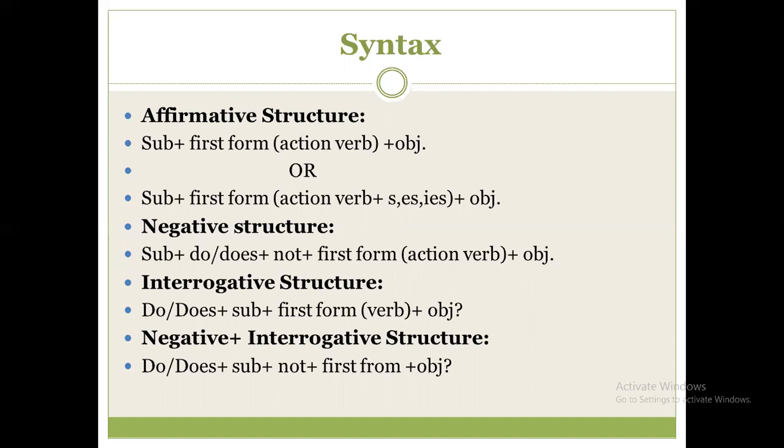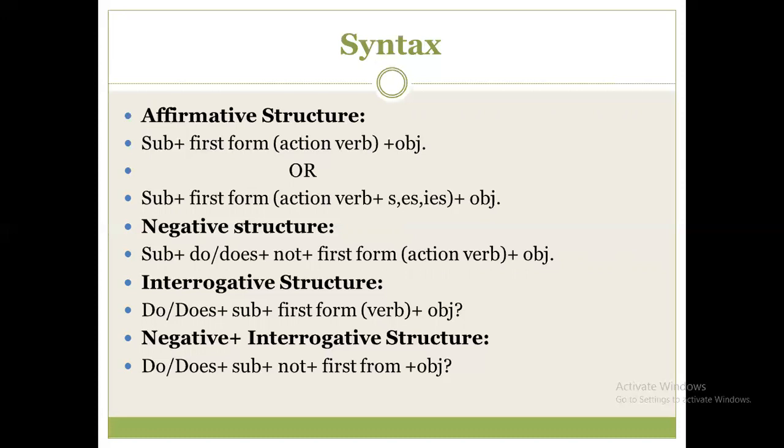The next structure is of interrogative sentences. First, we will write do or does at the initial stage, as this is the interrogative structure. Then we have subject, first form of verb, and then object, and after the object we have to put a question mark.